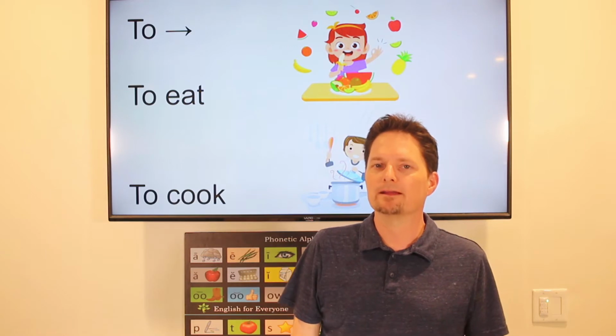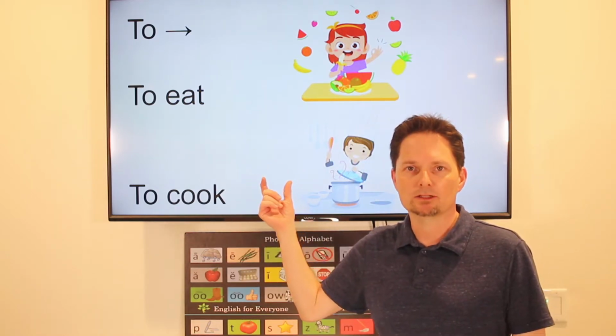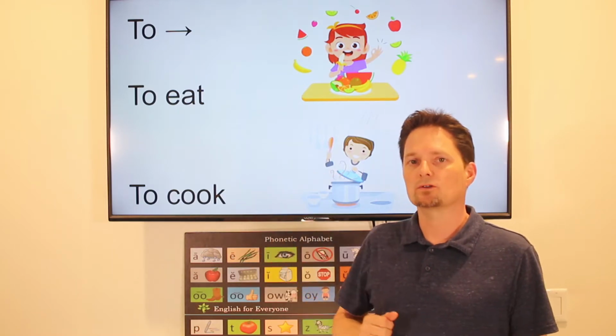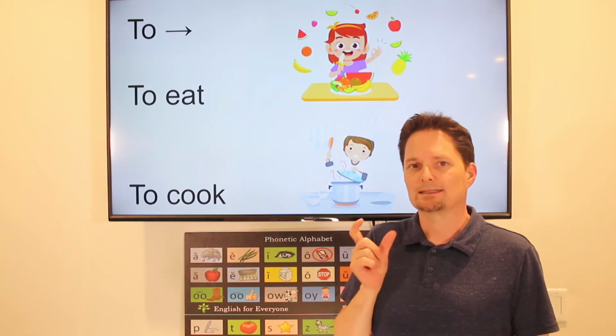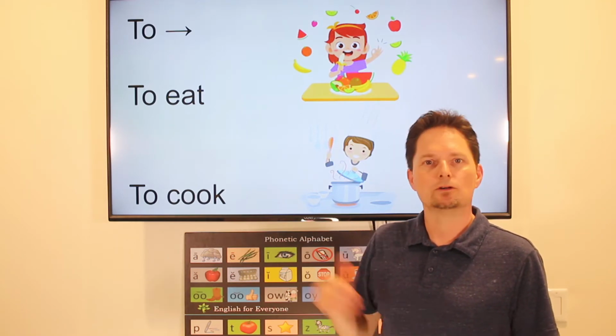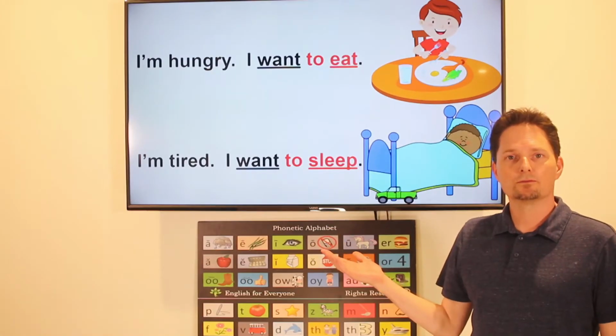Today we're talking about the infinitive, or when you use to plus a simple action. Example, to eat, to cook. So almost always use to plus a simple action, not a gerund, no to cooking or to eating. To eat, to cook. So examples with to.